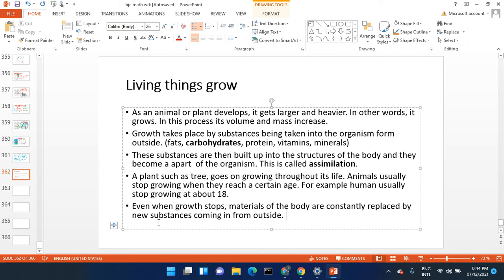All right. So even when growth stops, materials of the body are constantly being replaced by new substances coming in from the outside. So every day cells die in your body and they are being replaced. Just like your skin cells, right? These are not the skin cells you were born with. Every so often these are going to be replaced for new ones. Because think about it.